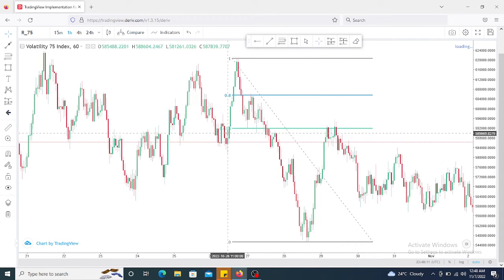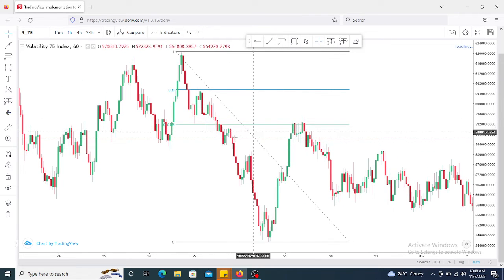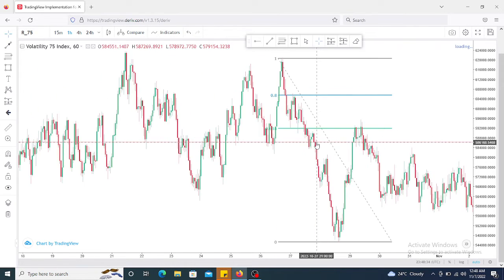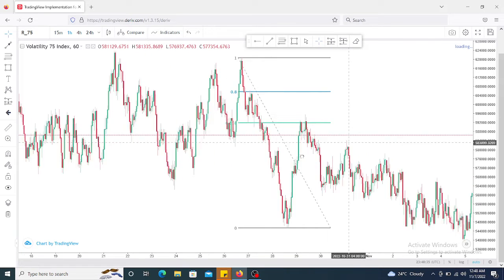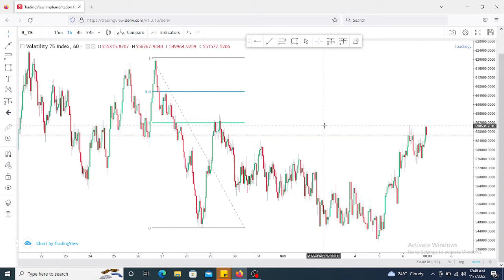So you see it falls perfectly on the 618 level, which is more like a discounted area. And there you also have a double top at that area. So it's a strong confirmation for a sell. So after the 1 hour candle closing, you would have just made your entry for a sell market. So that's how to use the Fibonacci.